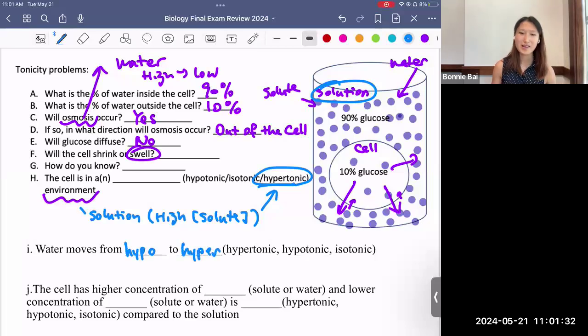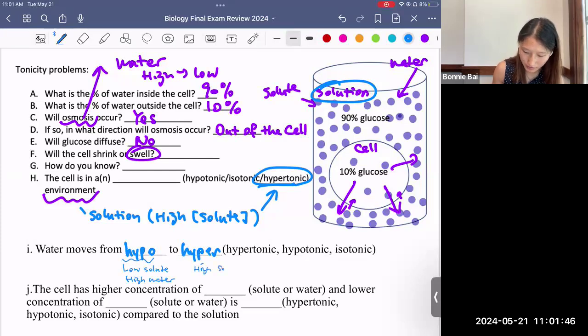hypertonic, right? And this might be a little tricky. You really got to think about it. What do I mean by this? Hypo means low concentration of solute, which means high concentration of water. Hyper means high concentration of solute, which is the same thing as low concentration of water.